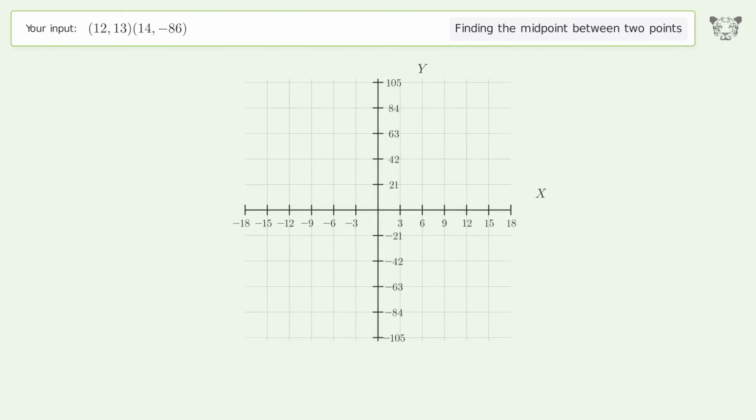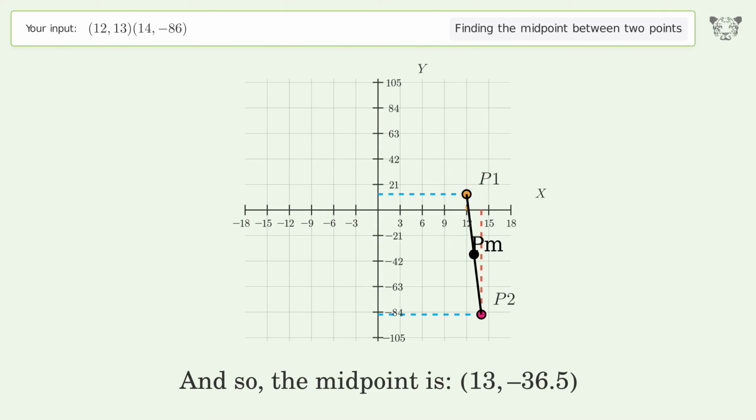And so, the midpoint is 13, negative 36.5.